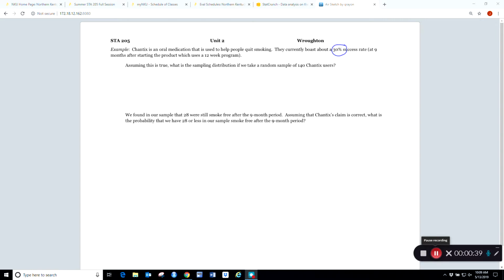Alright, so this 30% that we see should be our P that we're going to be using. And this random sample of 140 would be the N that I'm using. First, I would want to check my conditions. What we should have found is that there was no known bias with our sample, and both N times P and N times 1 minus P were at least 10. Since our conditions hold, I can write out my sampling distribution.